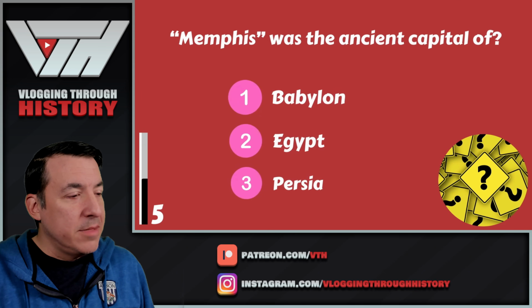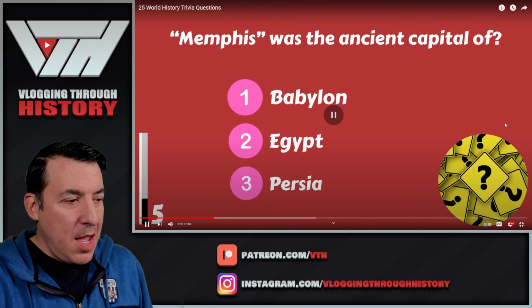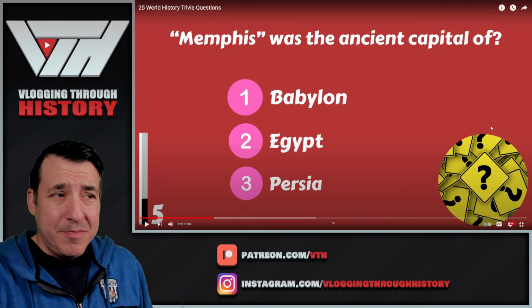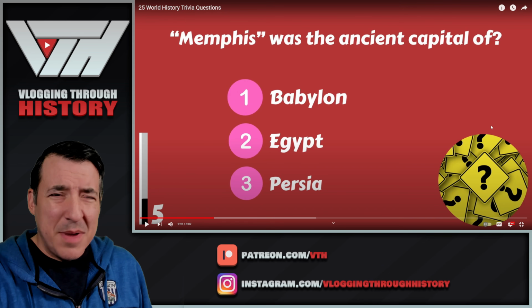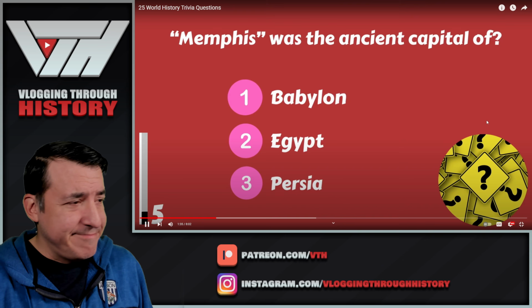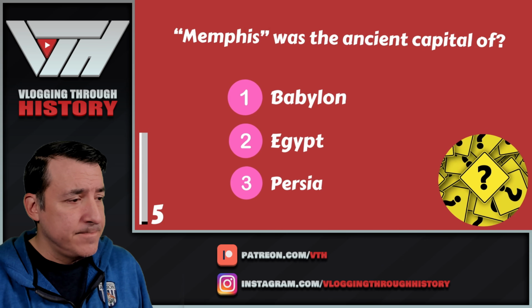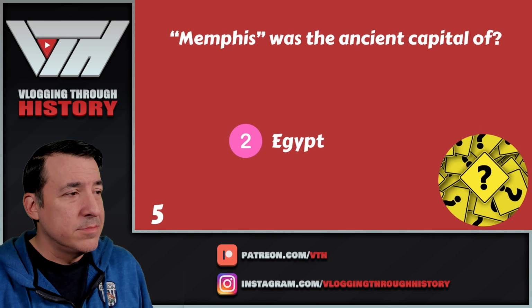Memphis was the ancient capital of Babylon, Egypt, or Persia? Capital of Babylon was Babylon, I think. Capital of Persia, can't remember off the top of my head, but it's Egypt. Memphis was the ancient capital of Egypt.